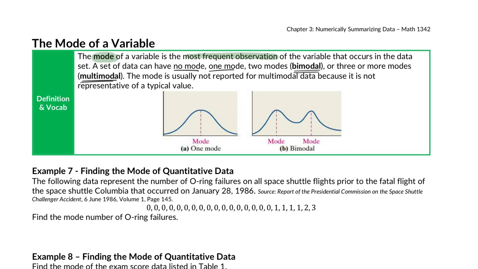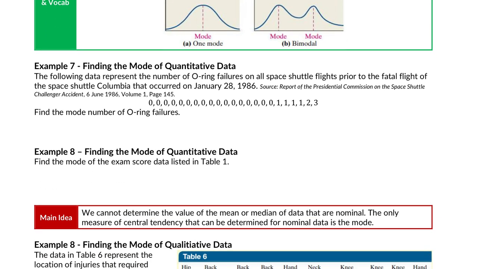But in a distribution, this is what 1 mode would look like. You have 1 value that happens the most. In bimodal, you have this value happening twice, so it's a bimodal graph. Simple enough. Let's look at example 7.